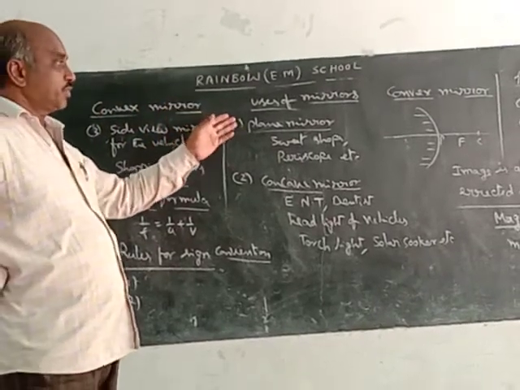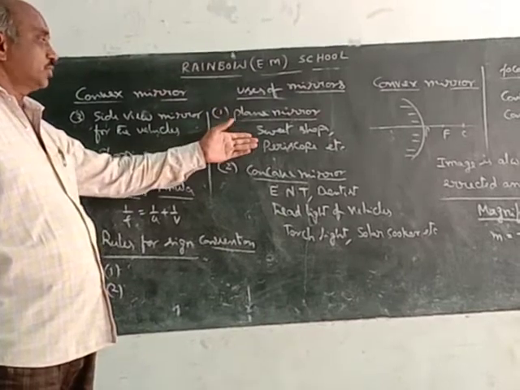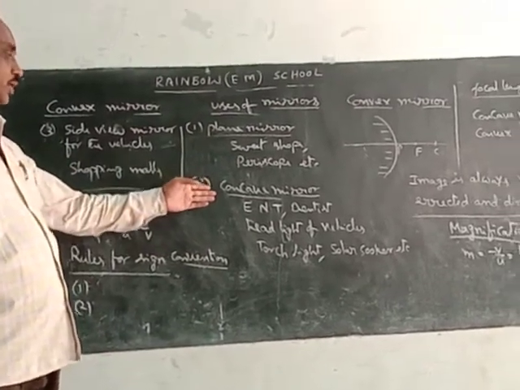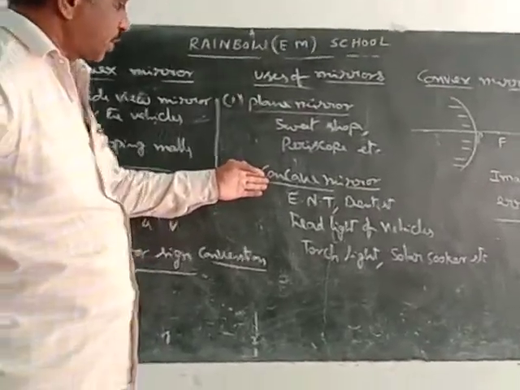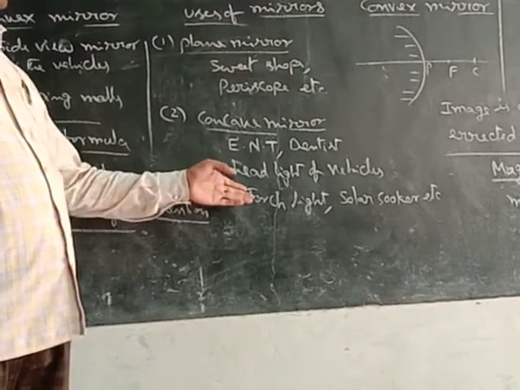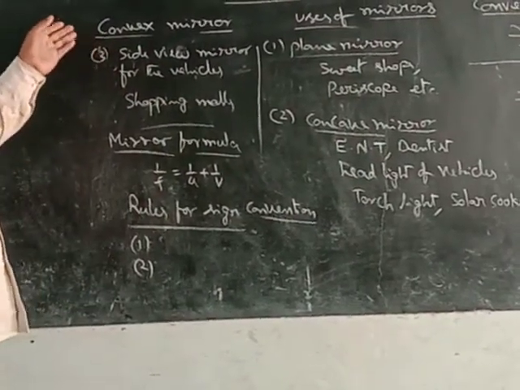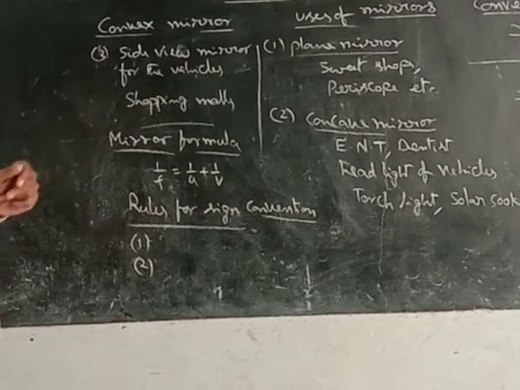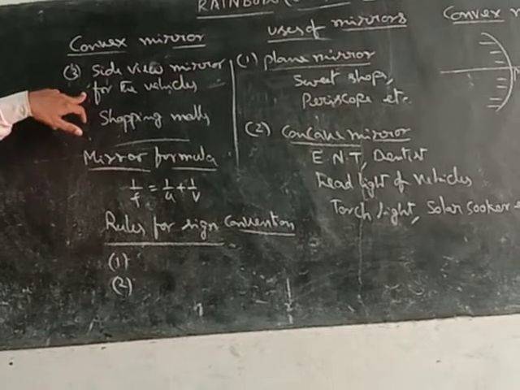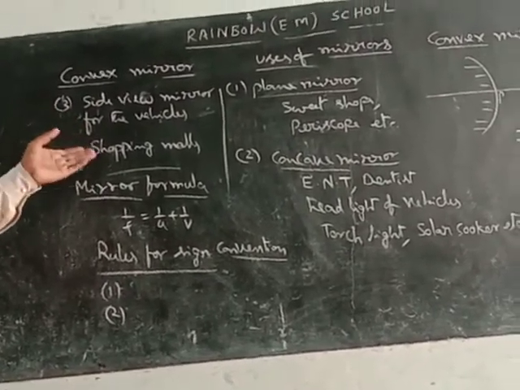What are the uses of mirrors? Plane mirrors are used in sweet shops, barber shops, periscopes, kaleidoscopes, etc. Concave mirrors are used by dentists, ENT specialists, in vehicle headlights, torch lights, solar cookers, etc. A convex mirror is used as a side view mirror to cover a large area, and it always forms a virtual and erect image. That is another advantage. They are also used in shopping malls.